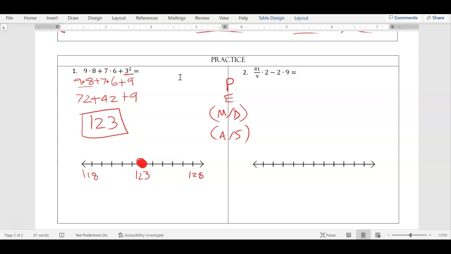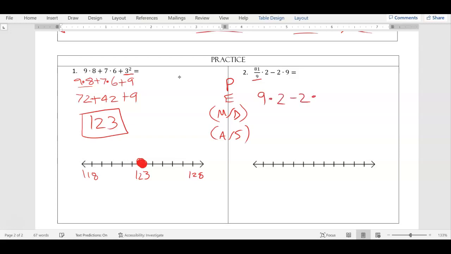All right, last one. P, no parentheses. E, no exponents, but I do have multiplying and dividing. So starting on the left, I actually do have a dividing first. So even though M comes first in PEMDAS, I got to divide first because I'm going from left to right, M or D. So 81 divided by 9 is 9.